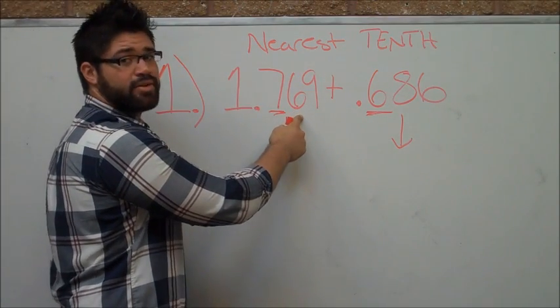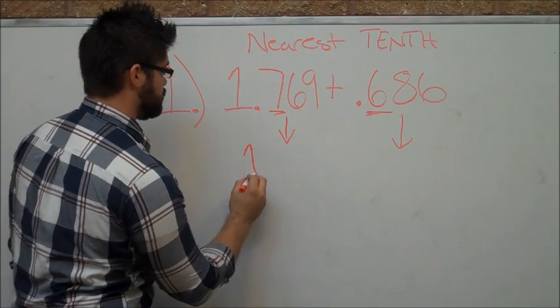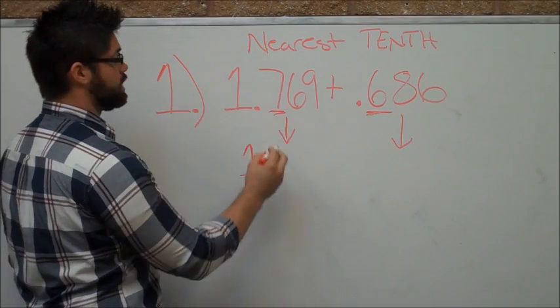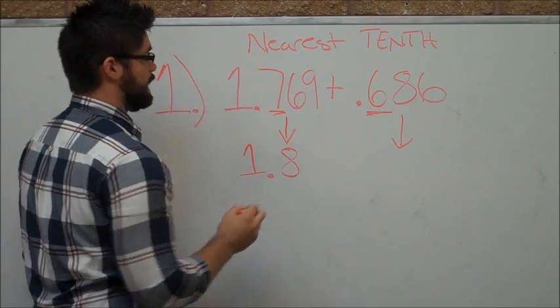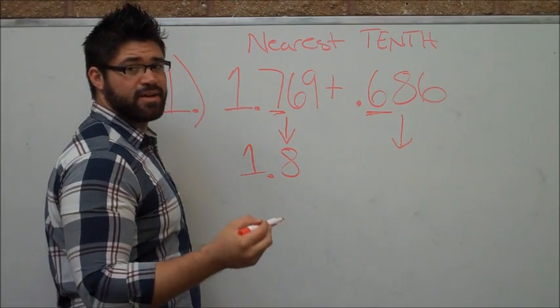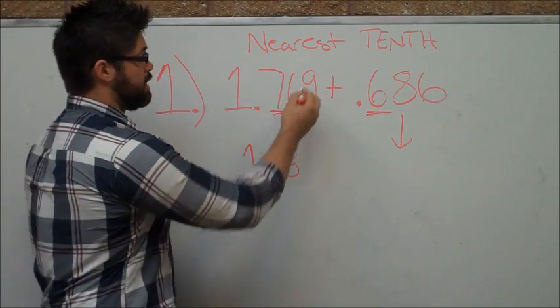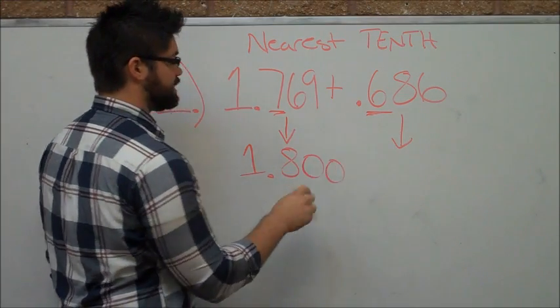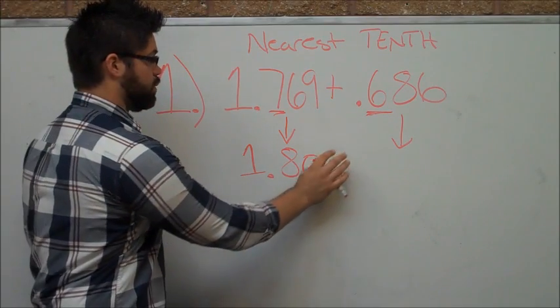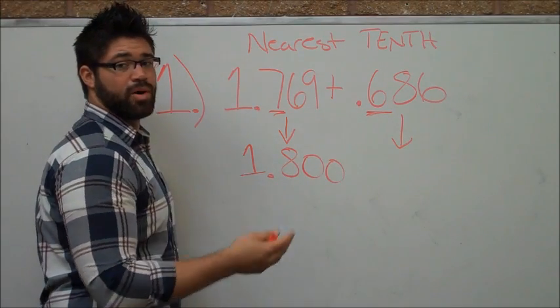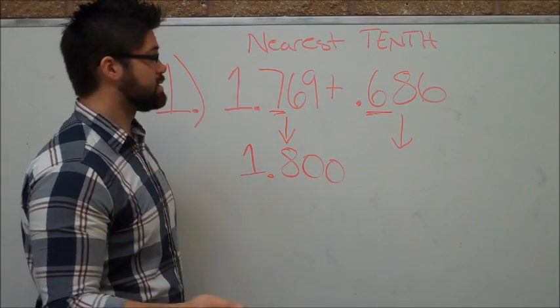Well, 6 is greater than 5, so that 7 is going to turn into an 8. Once I reach the place value that I want to round to, everything else doesn't matter. So I can plug in zeros, or I can just leave it just as 1.8, right? But it's going to be 1.8 or 1 8/10.